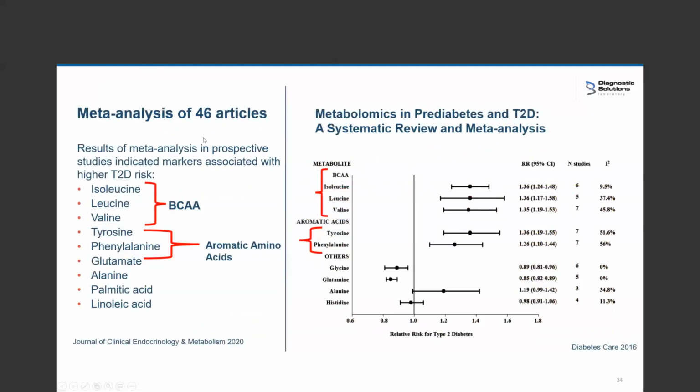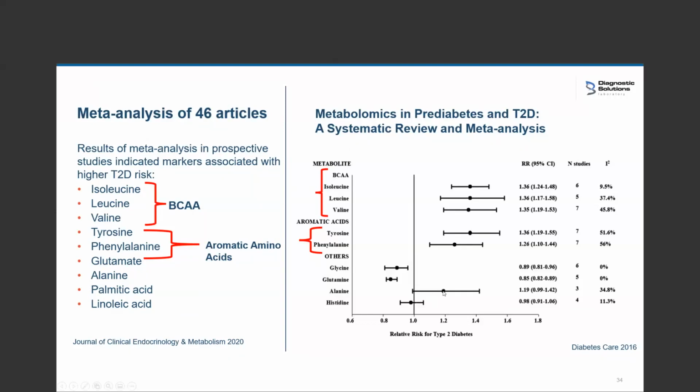They did a meta-analysis of 46 articles, and they found that the analysis indicated that people who had higher branched chain amino acids and aromatic amino acids had higher risk of type 2 diabetes. There's also a 2016 study with metabolomics in prediabetes and diabetes, and they did a systematic review and meta-analysis. So these are both big studies, and they found the risk of type 2 diabetes was higher if you had higher branched chain amino acids and tyrosine and phenylalanine.